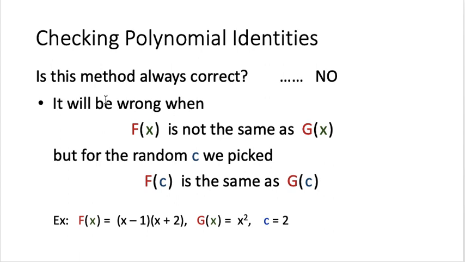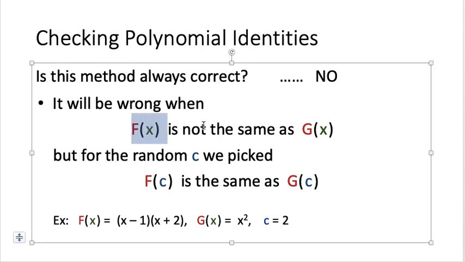So first of all, it will be wrong when f of x is not the same as g of x from the start. And also, for the random number c that we selected, we find that f of c is the same as g of c. So they are different, but then the random number c fools us. It makes us believe that they are the same, but they actually are not.